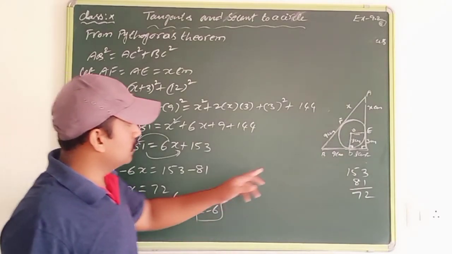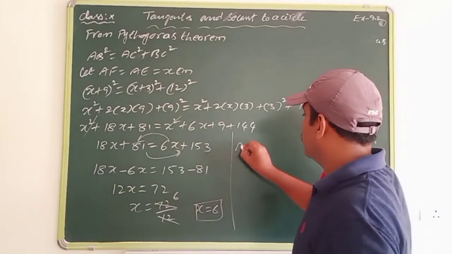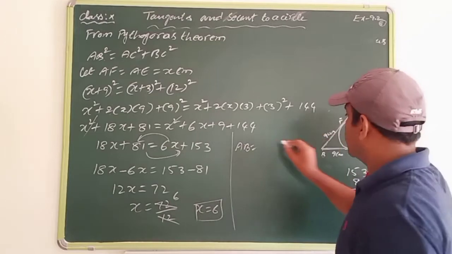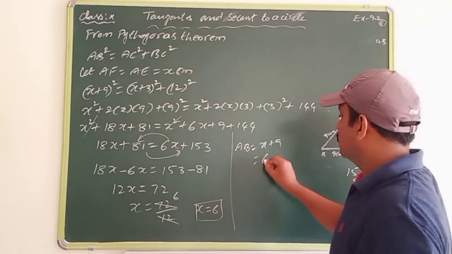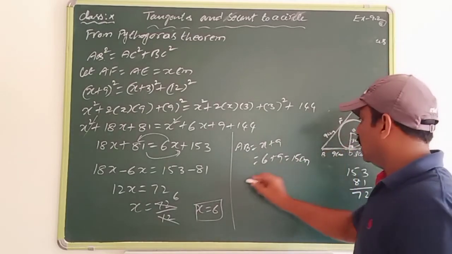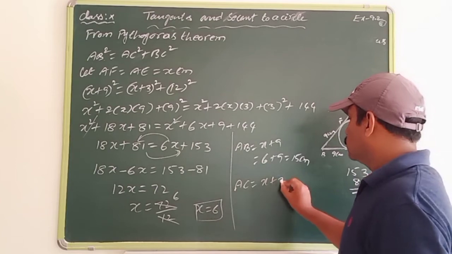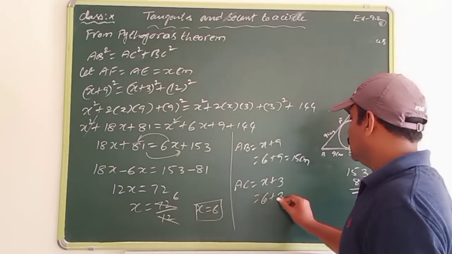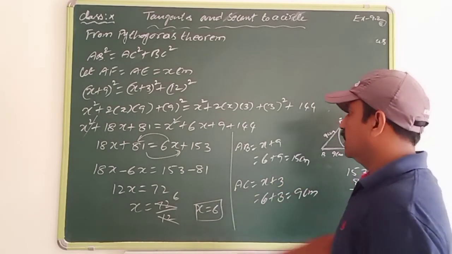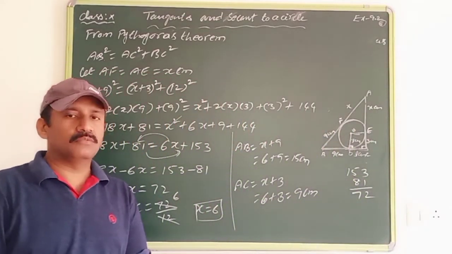If x is equal to 6 here, what is the length of AB? AB is x plus 9, so 6 plus 9 is equal to 15 centimeters. Similarly, AC is x plus 3, so we write here x is 6, plus 3 is equal to 9 centimeters. Got it? So this is the total solution of the problem.